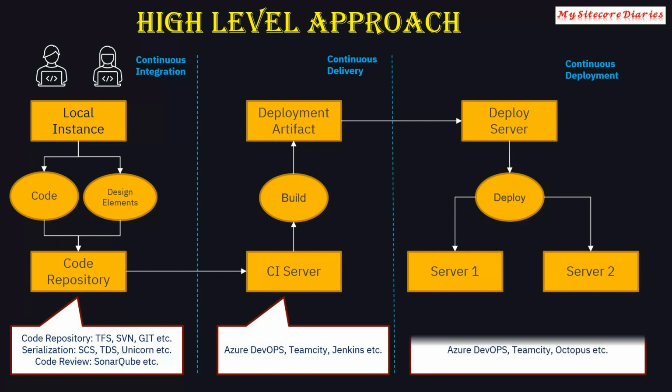And then in continuous deployment, you can again use Azure DevOps, TeamCity, Octopus to deploy those packages on the servers, okay. So one tool can do both things, continuous delivery and continuous deployment, like Azure DevOps, or you can have a separate one, like you can have Jenkins for creating the artifacts and Octopus to deploy those packages. You can do that kind of combination.